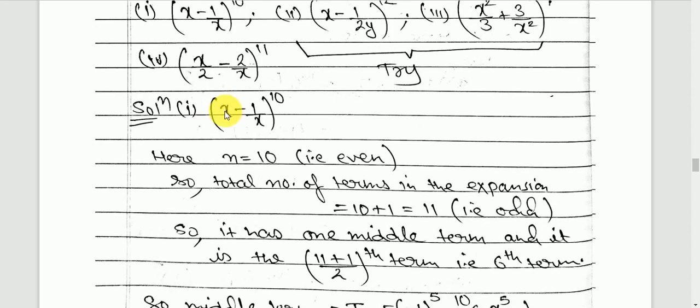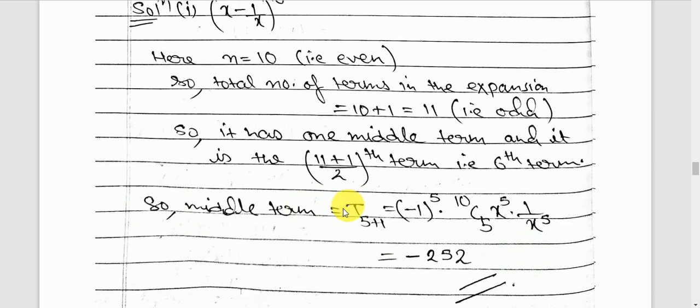So here (x − 1/x)^10, n is equal to 10, that is even. So the total number of terms in the expansion will be 10 plus 1, that is 11, that is odd. So it has one middle term, and it is (11 + 1)/2, that is the 6th term. So the middle term will be the 6th term, that means T5+1.